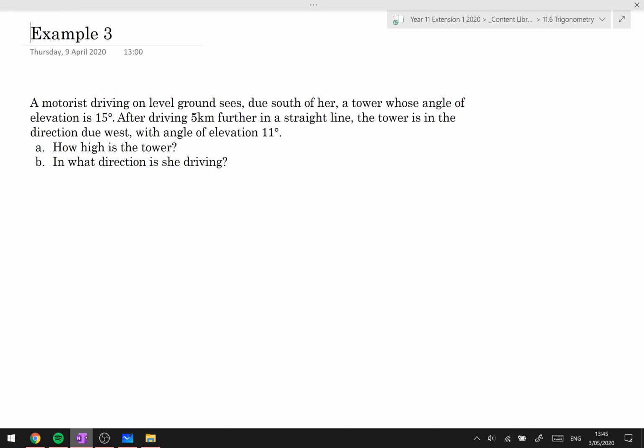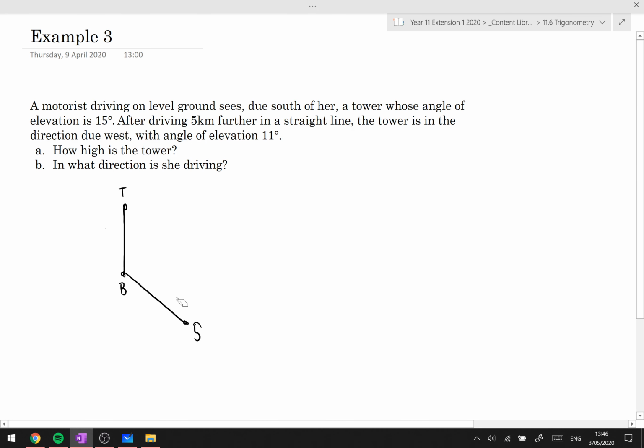Okay, so let's draw a situation of what's happening. Here's a tower. I'm going to call the base of the tower B and the top of the tower T. We don't know how high it is, but let's not worry about that just yet. Now, when she is south of this tower, she looks up at it, and there's an angle of elevation. So when she looks up, in there, it's 11 degrees.